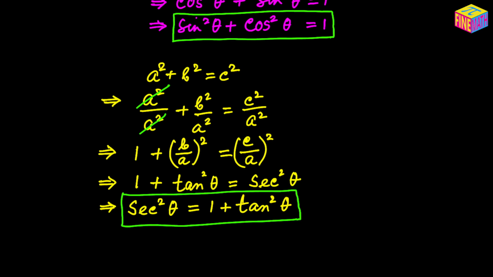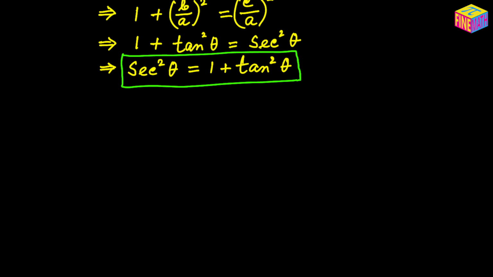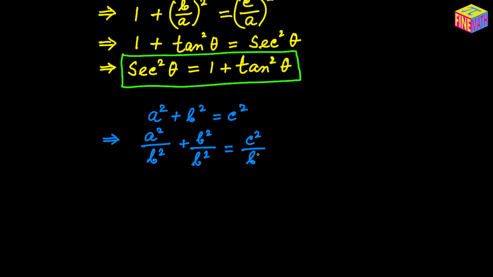Now let's talk about the third Pythagorean identity, and again we are going to begin with the same Pythagoras theorem, a squared plus b squared is equal to c squared, and this time we are going to divide both sides of this equation by b squared. Let's divide both sides by b squared and see what happens. It would be a squared divided by b squared plus b squared divided by b squared equal to c squared divided by b squared. We are pretty much dividing each of the terms by b squared.